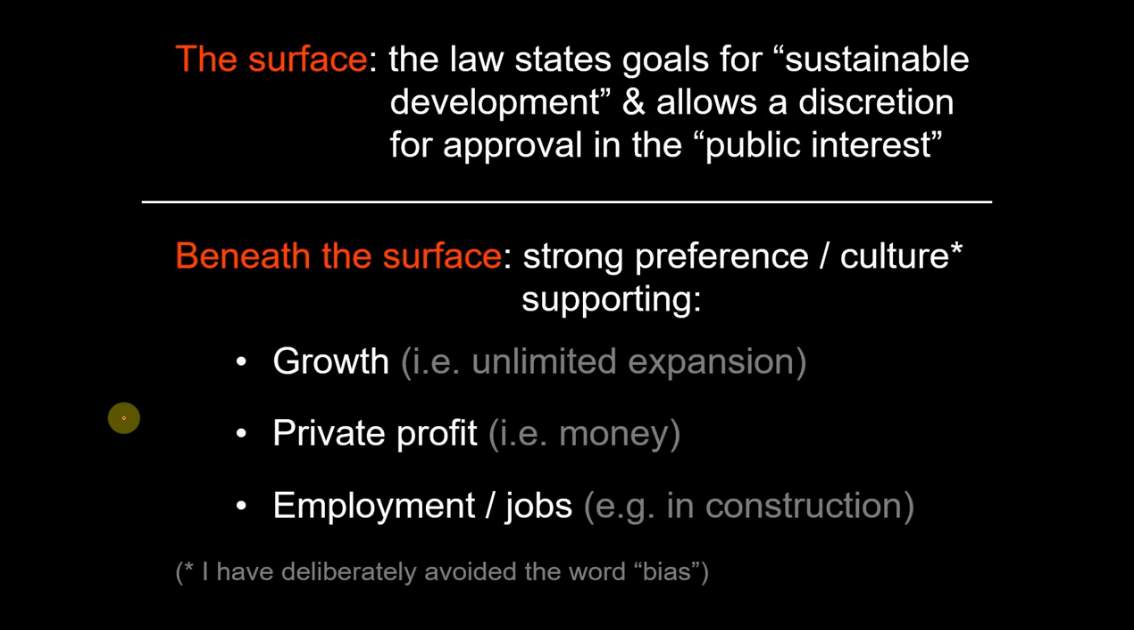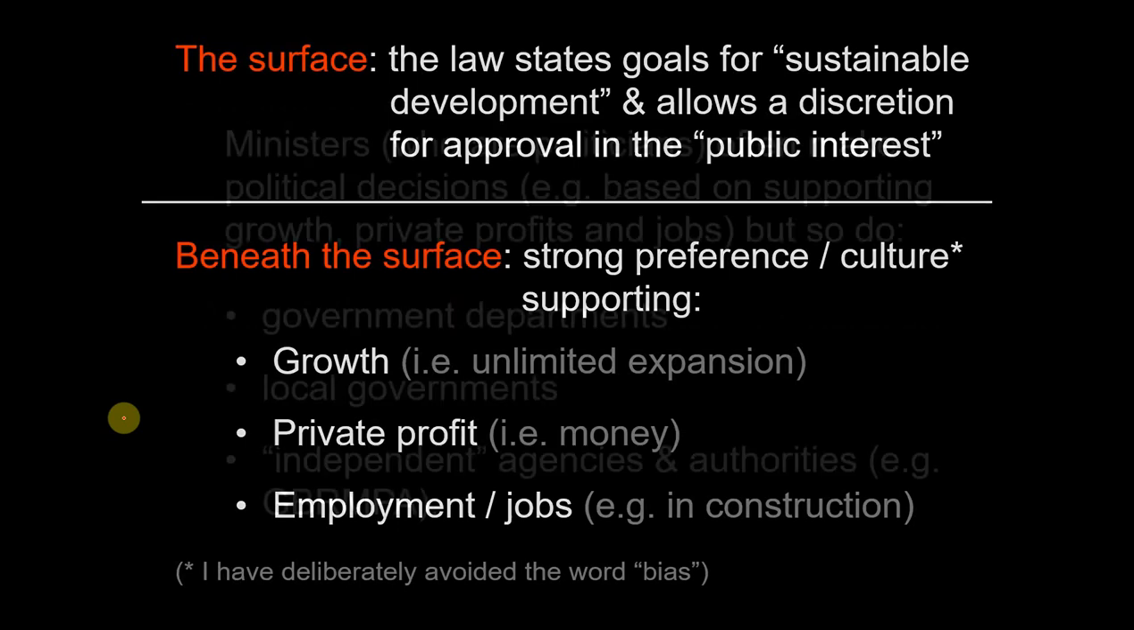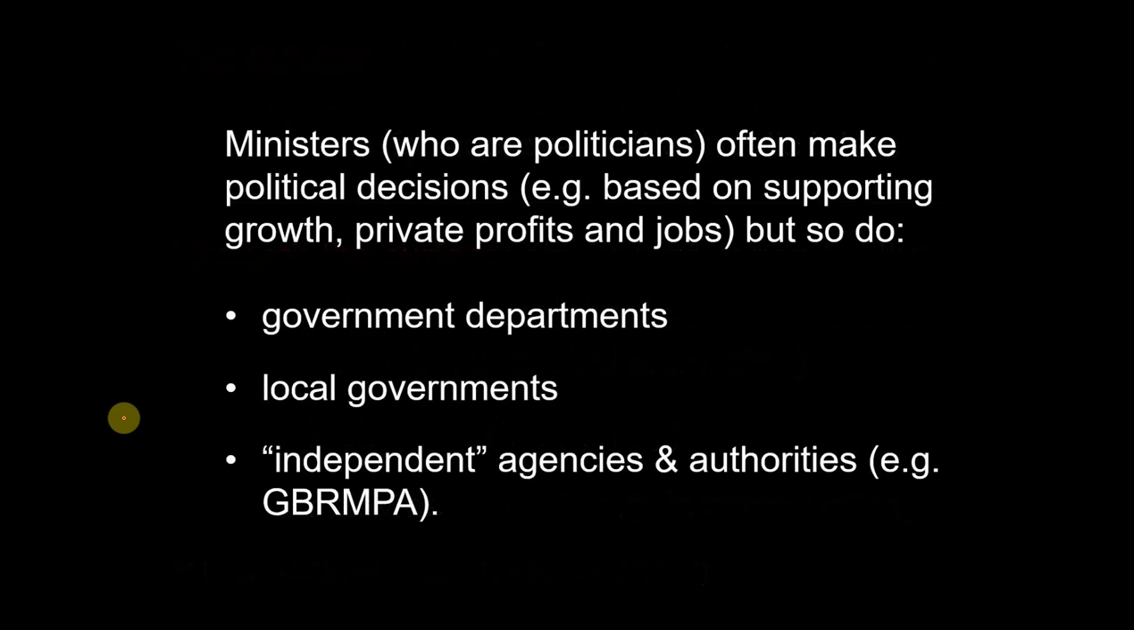So if you look at that in the context of the New Acland coal mine, growth, private profit and employment jobs, that's what gets the votes, so to speak. That's what gets the political support, and the impacts on the surrounding neighbours and farmland and groundwater, those sorts of things get pushed right down in the list of priorities. We put conditions on them, we've made a decision based on best available science. That's often just bells and whistles to cover a decision which is strongly skewed in a biased way.